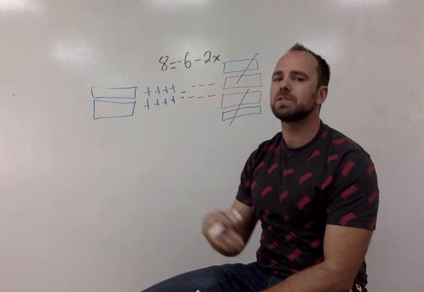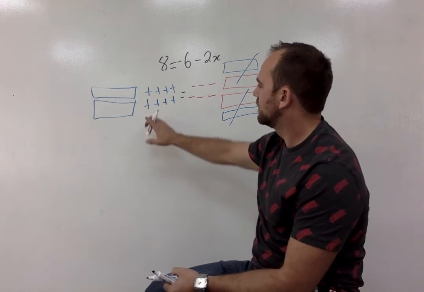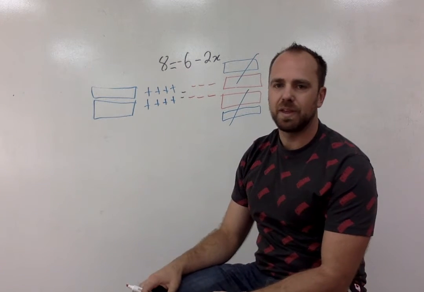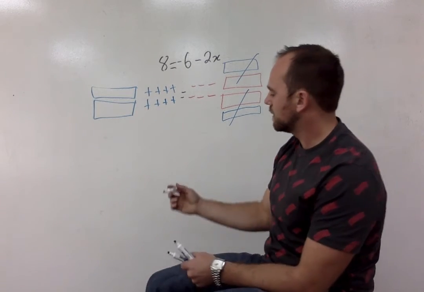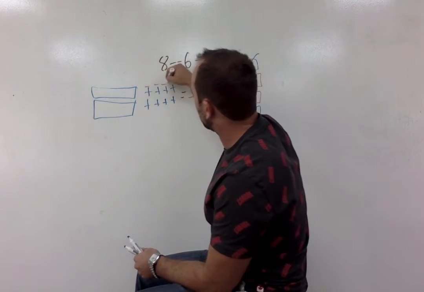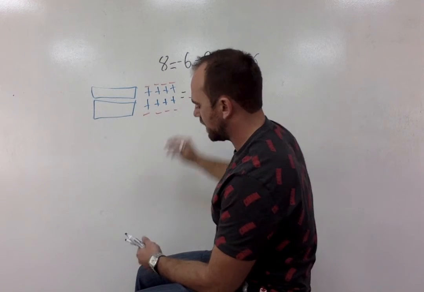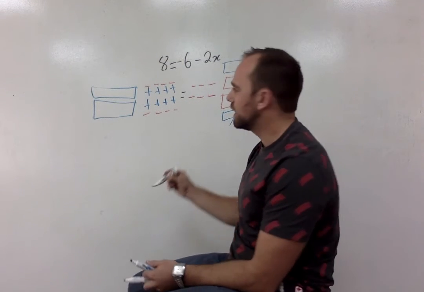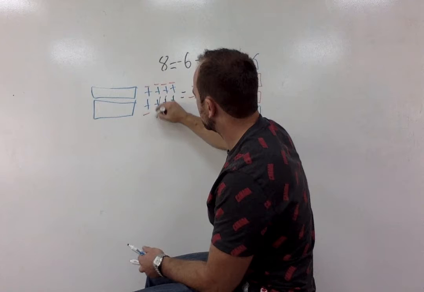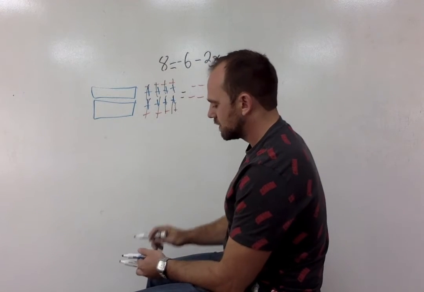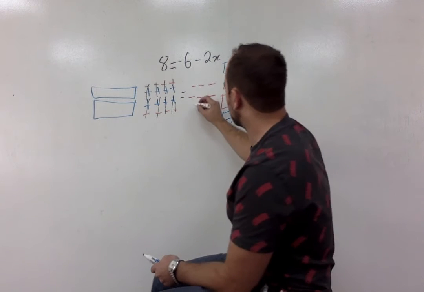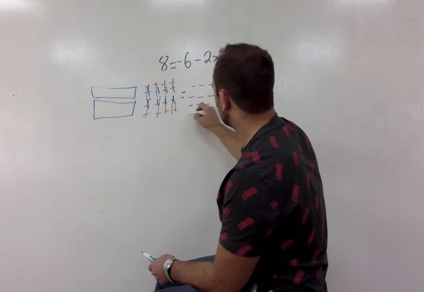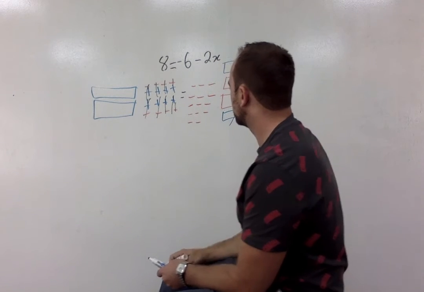Now let's make the 0 pairs to get rid of this positive 8. So I'm going to go 1, 2, 3, 4, 5, 6, 7, 8. These are eliminating each other. I'm making those 0 pairs. That means I added negative 8, so I have to do that again: 1, 2, 3, 4, 5, 6, 7, 8.